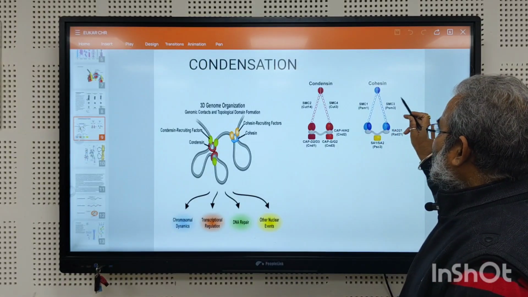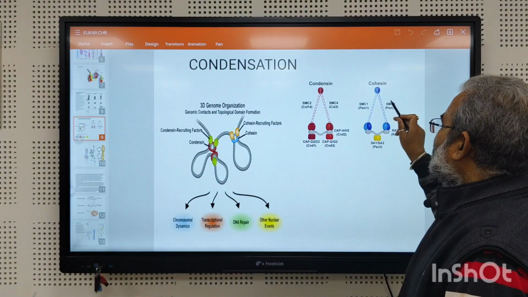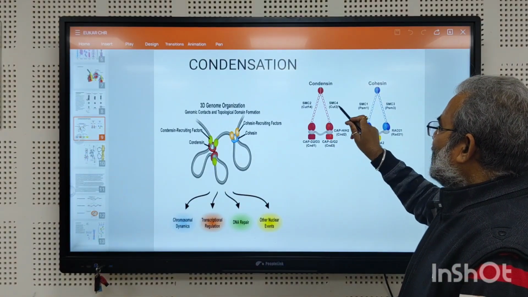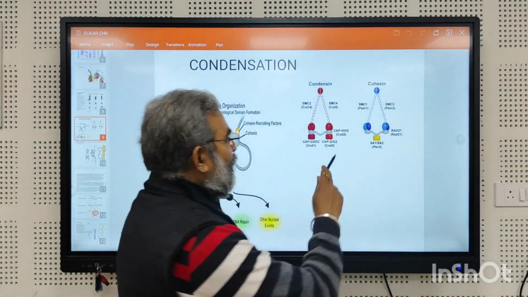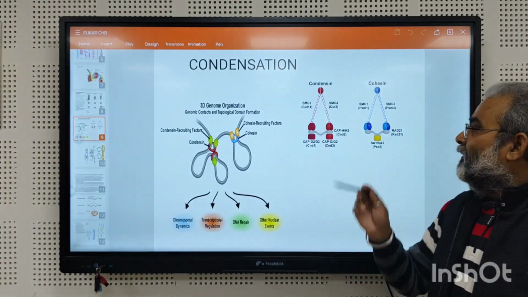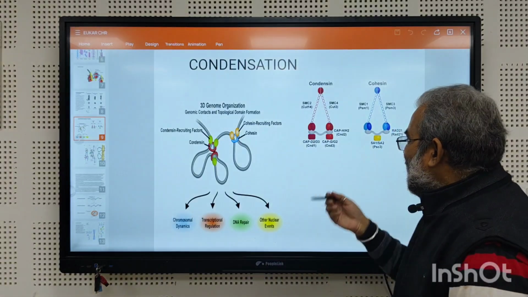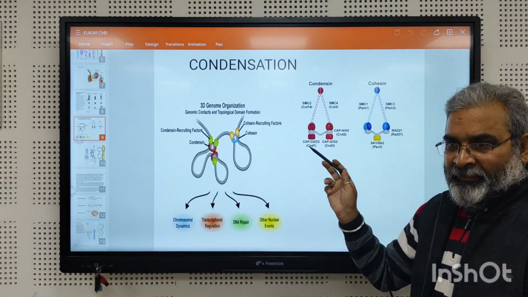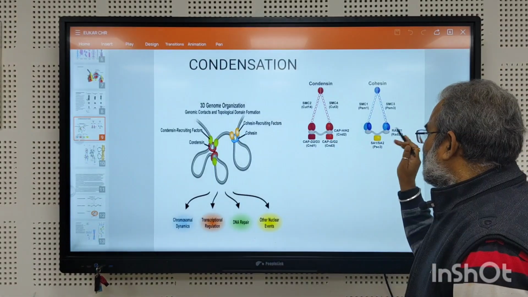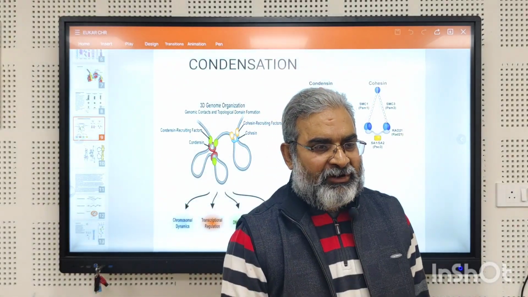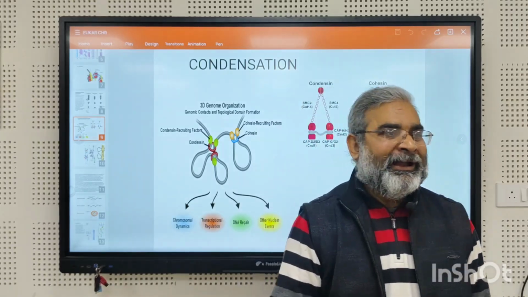And here the cohesin has SMC1 and SMC3. That means SMC1 and SMC3 are associated with cohesin, and SMC2 and SMC4 are associated with condensin. You have to remember that. And after the recognition of the site, if you cannot remember this, you can directly write that after the recognition of the sites they are responsible for the condensation and cohesion of the strands to form the specific domain.